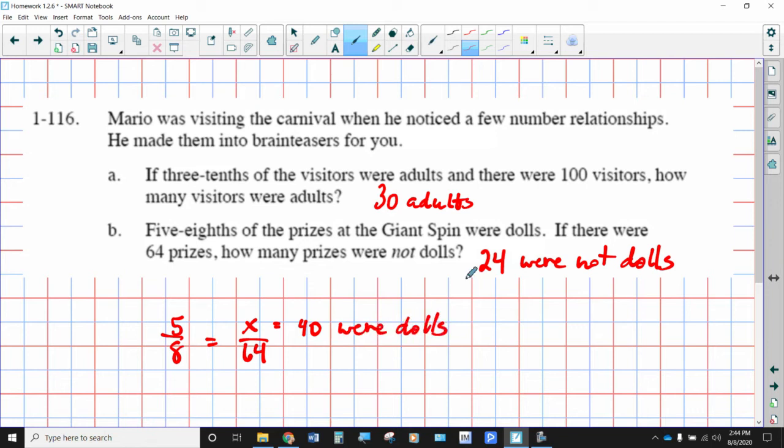We need to know how many were not dolls. So you take 64 minus 40, and that's how you get 24 were not dolls. Can't express enough how important it is to make sure, as a part of your problem solving process, that you know precisely what the question is asking you to declare. When we get into chapter 5 and we start working with the 5D process for problem solving, one of the first things that we do is describe what the problem is all about and what the question is asking us to answer.